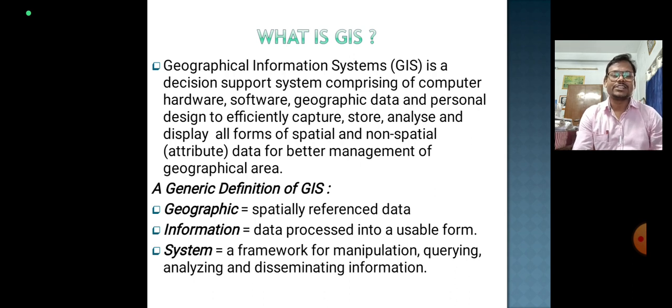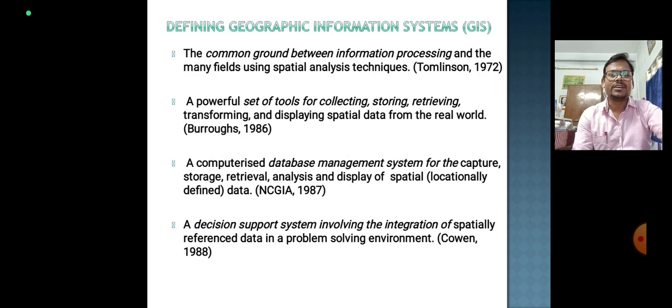A generic definition of GIS: GIS stands for spatially referenced data, information, data processed into a usable form. The system represents a framework for manipulation, querying, analyzing and disseminating information. So there are different types of definitions. First of all, Tomlinson in 1972 represented the definition of GIS: GIS is the common ground between information processing and the many fields using spatial analyzing techniques.